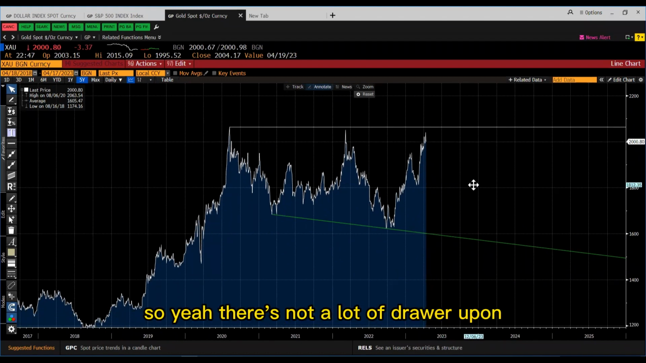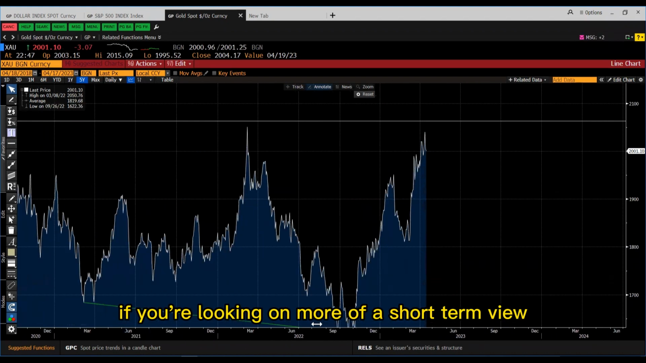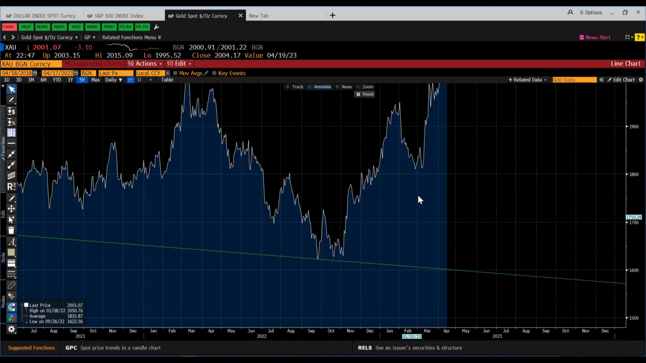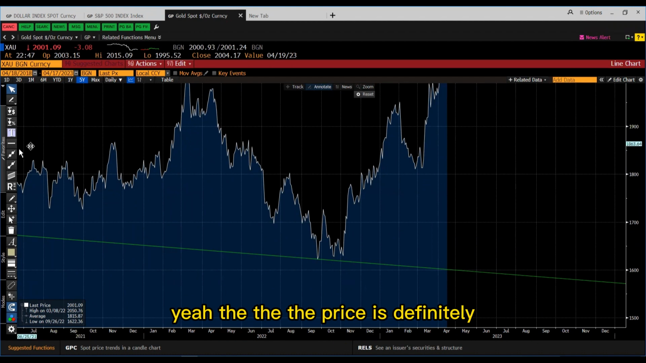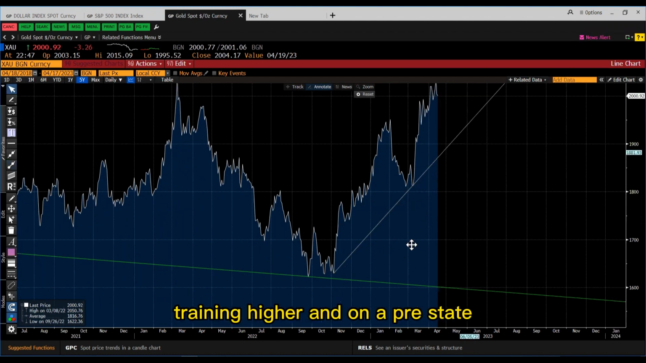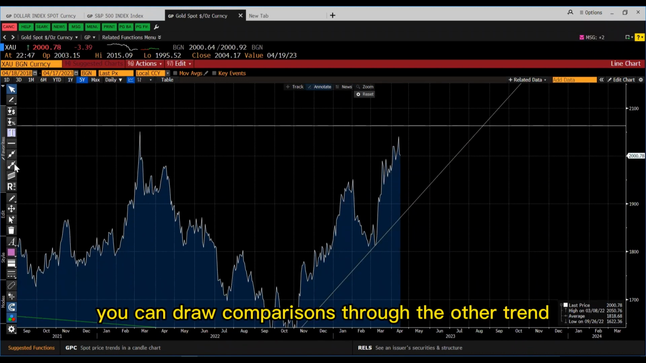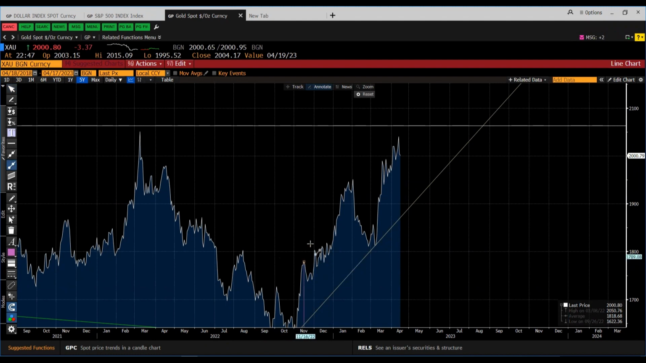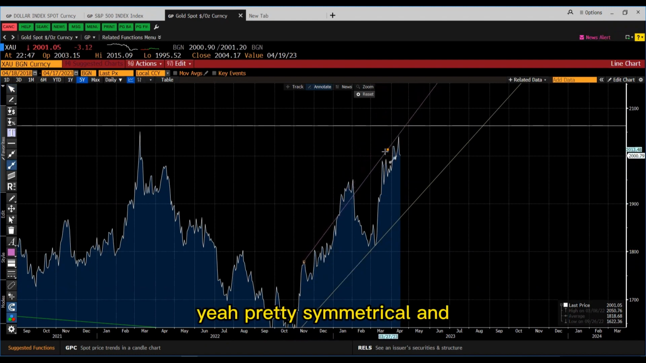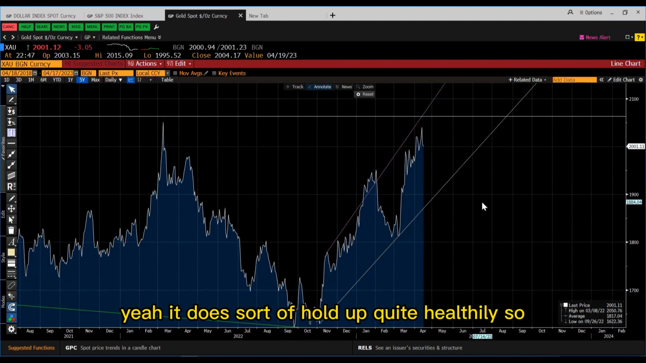So not a lot to draw upon from gold at the moment, but if we're looking at more of a short-term view, the price is definitely trending higher and on a pretty steep trajectory as well. You can draw comparisons through this trend. Pretty symmetrical, and it does hold up quite healthily.